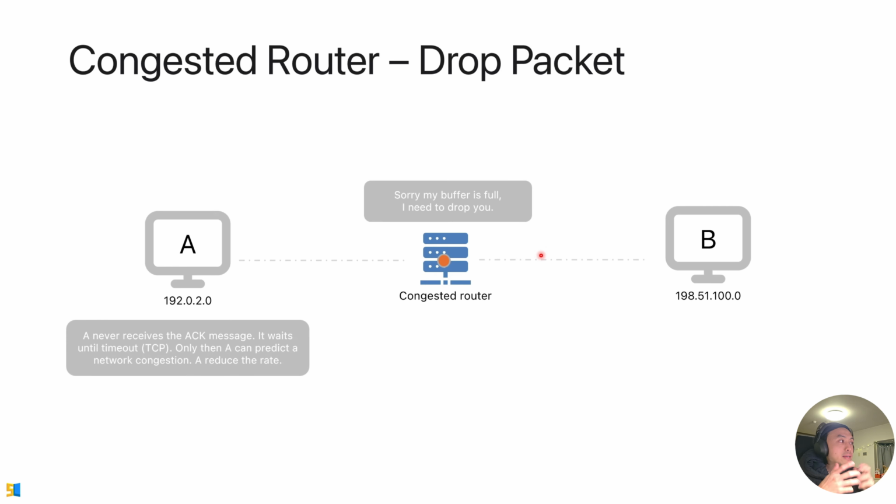And if it does that, the sender, sending data using TCP for example, never receives the acknowledge message. So it waits until the TCP timeout. Only then can A predict network congestion, and then A reduces the rate. So it's not really efficient because A needs to wait until the timeout to retry, right?